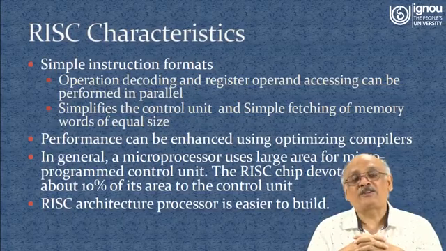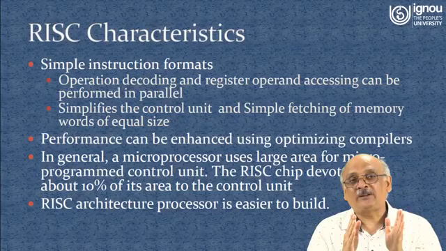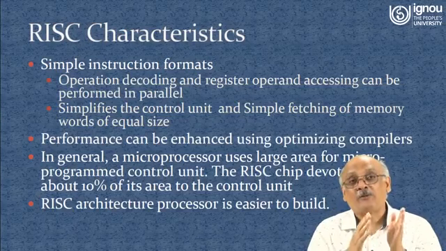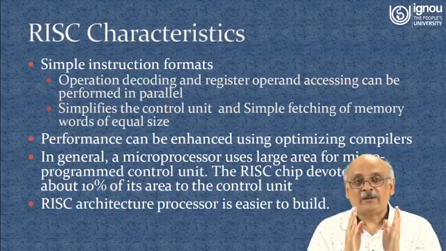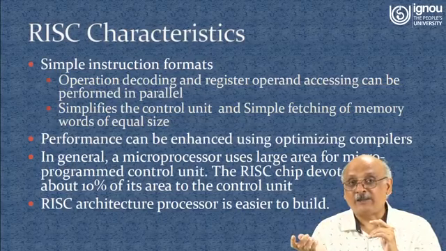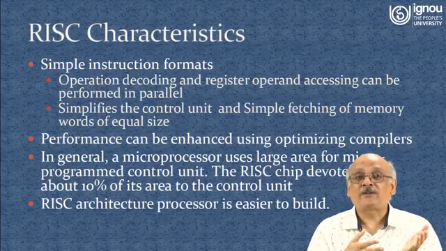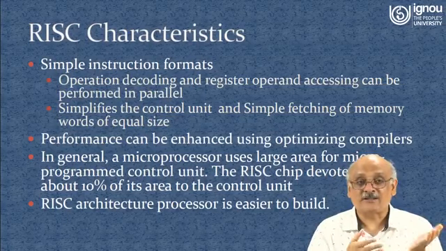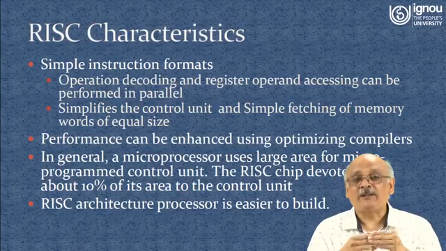Then simple instruction formats. The instruction formats may not be many, as we have in the 8086, where one instruction was 1 byte long, 2 byte long, 3 byte, 4, like that. The sizes of instructions were from 1 to 6 bytes. Here there will be only 2 types of instruction: the instructions which refer to memory, that is load and store, and the instructions which execute on register operands and store results in register operands. So simple instruction format, just 2 or 3 different types of formats.